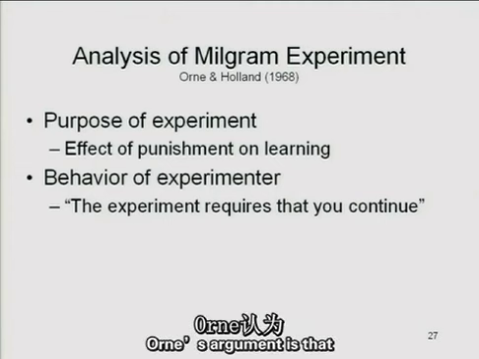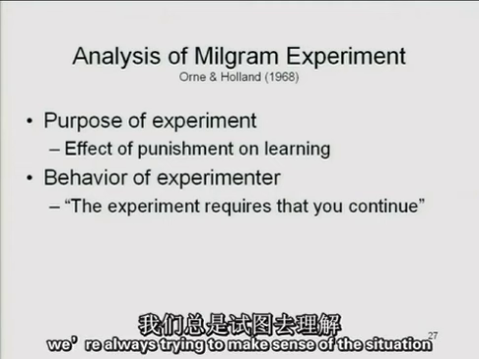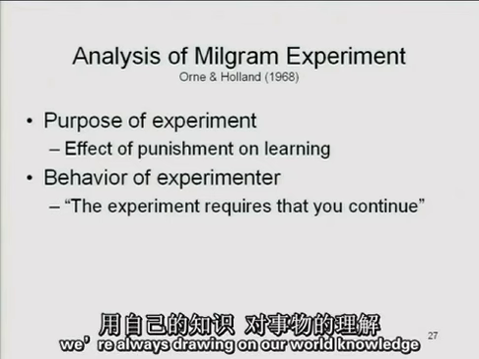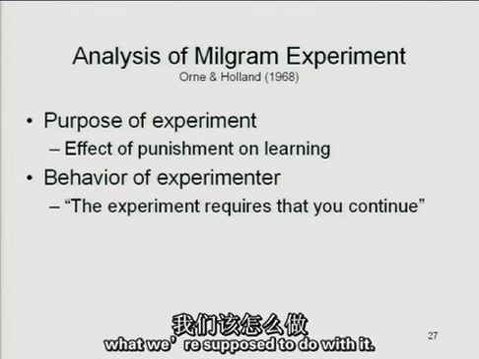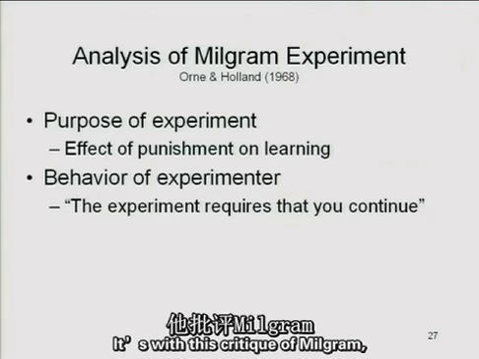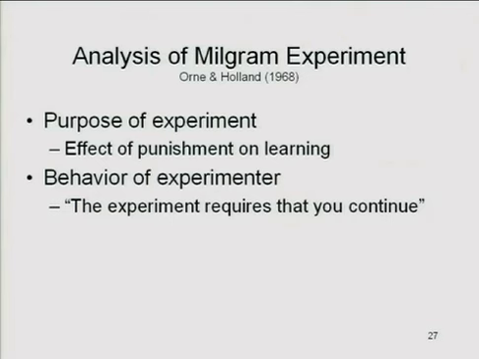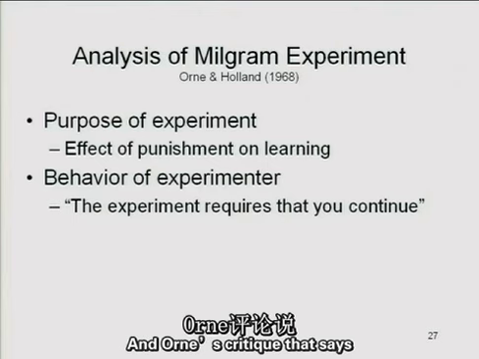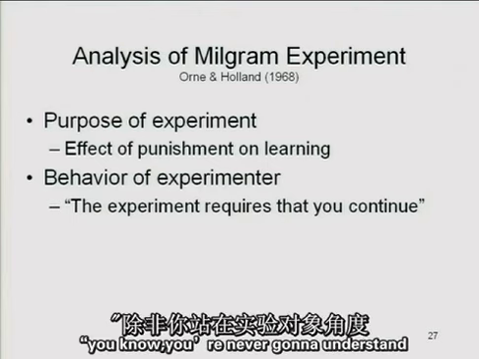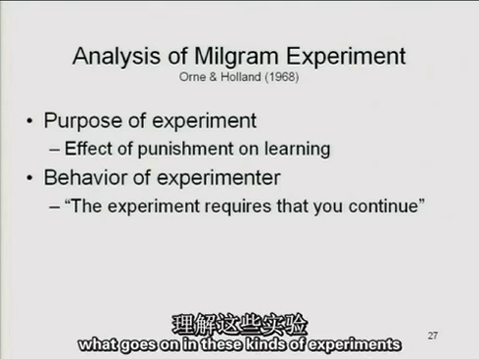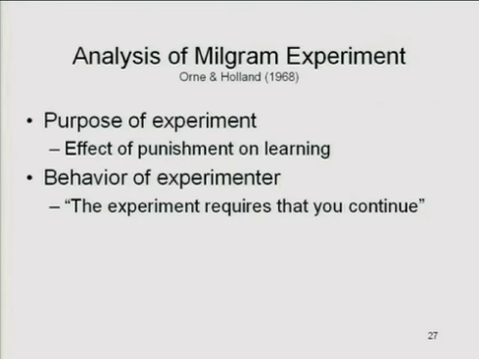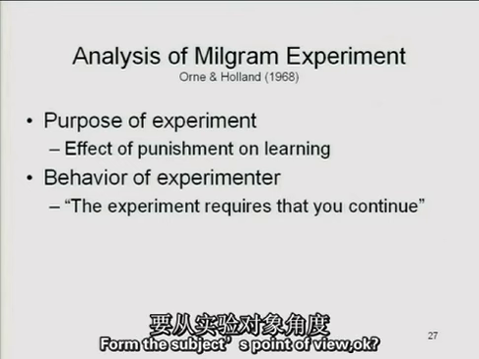Orne's argument is that we're always trying to make sense of the situation that we're in. We're always forming impressions. We're always drawing on our world knowledge to try to figure out what's going on and what we're supposed to do in it. It's with this critique of Milgram, the Milgram experiment, that leaves mental life and knowledge and cognition completely out of the picture. And Orne's critique says, you're never going to understand what goes on in these kinds of experiments unless you understand them from the subject's point of view.